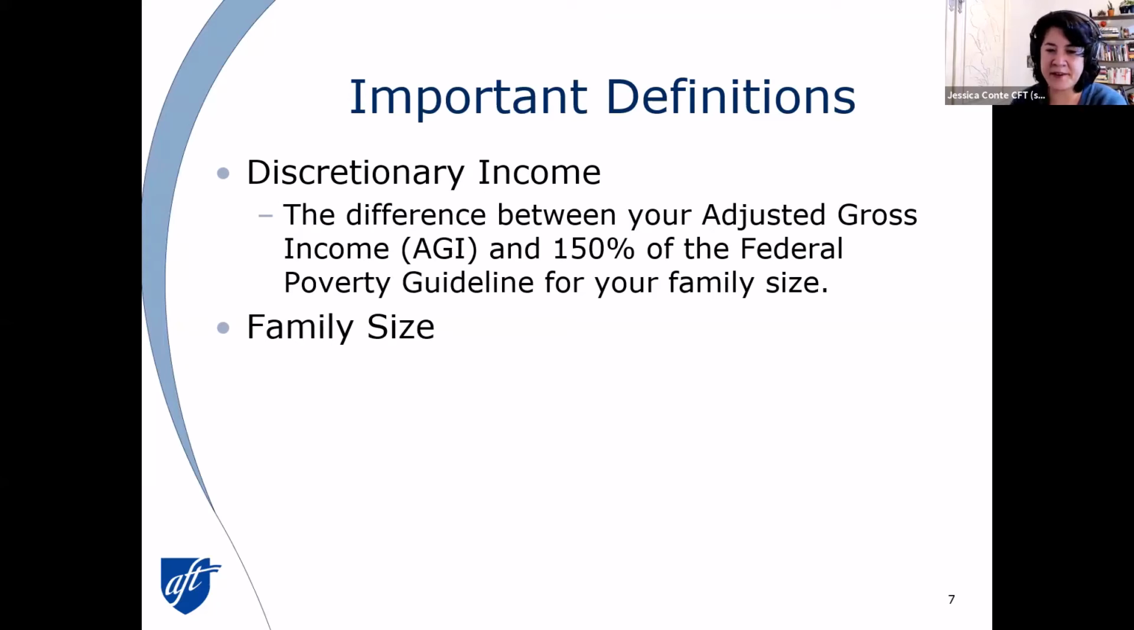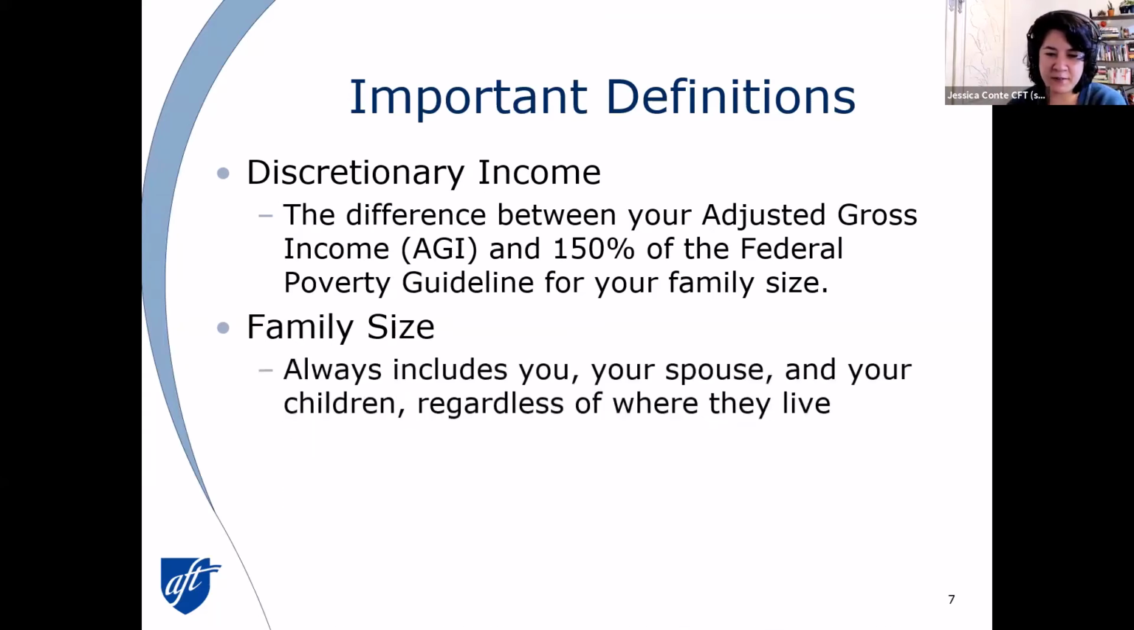So, family size. When we're talking about family size, when it comes to these repayment plans, your family size may be different from the number of exemptions you claim on your federal income tax return or the number of dependents you have defined by the IRS. Family size always includes you, your spouse, and your children, no matter where they live, if you're covering more than 50% of their living expenses. This also includes unborn children who will be born during the year for which you are certifying your income. And we'll go into the certification in a moment.